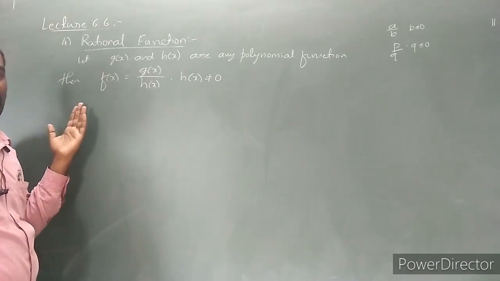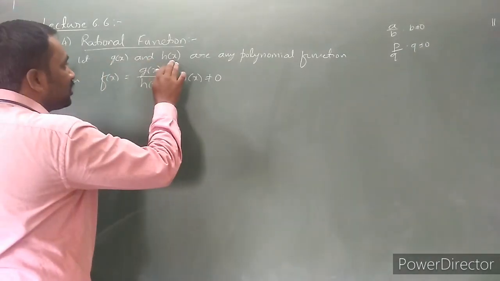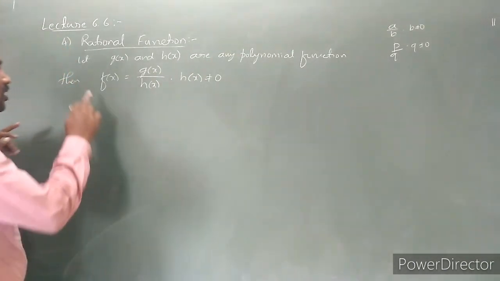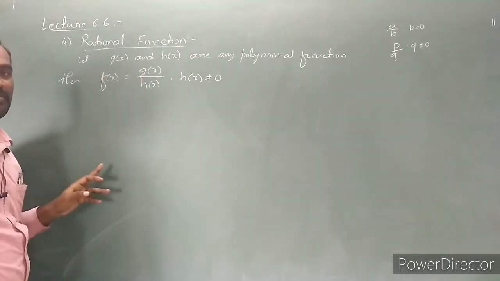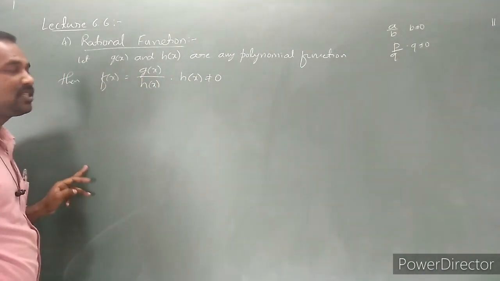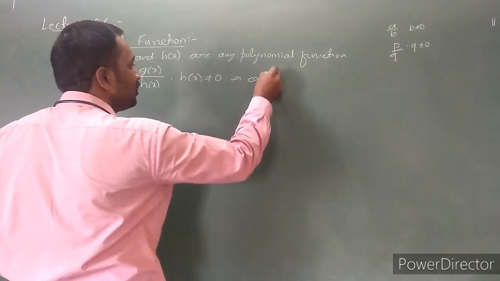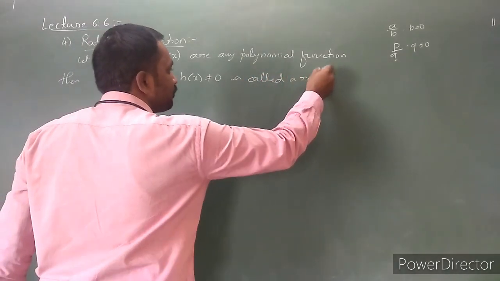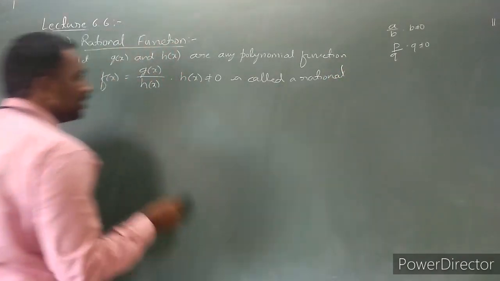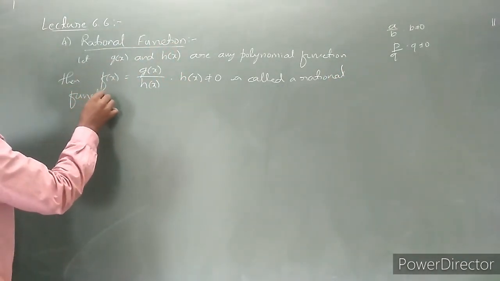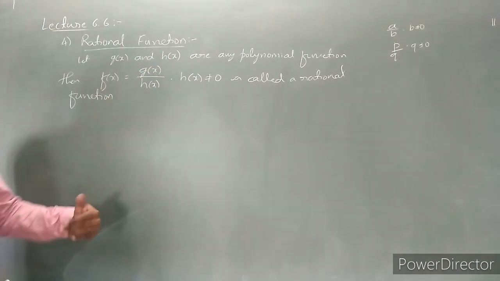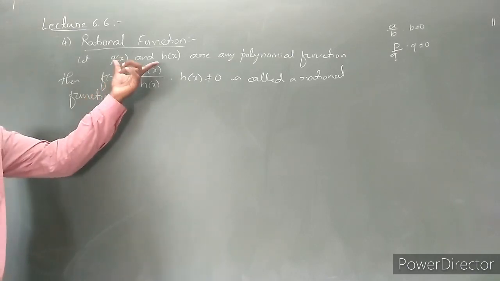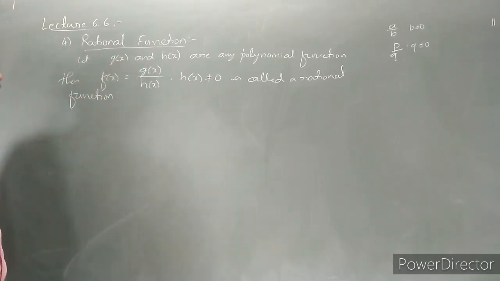What is a polynomial function? I already know that g and h of x are any two polynomial functions. Then f of x is the rational function g of x divided by h of x, whenever h of x is not equal to 0. That is called a rational function. A rational function is nothing but g of x divided by h of x, provided the given two functions are polynomial functions. This is the definition of the rational function.